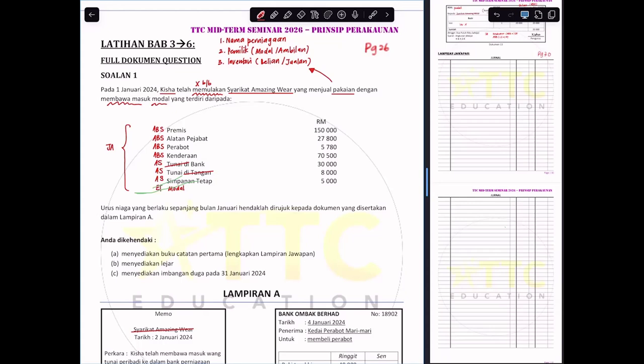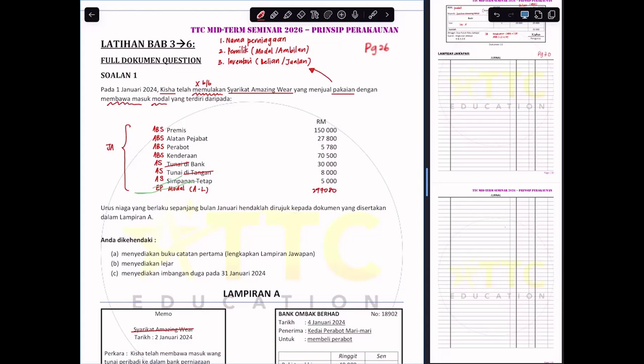EP. And what's the formula to calculate modal? We got it earlier already. The formula to calculate modal, yes, A minus L. And there's no L here. Just take whatever asset we have, total them up together. Okay, let us calculate. It is 297,080.